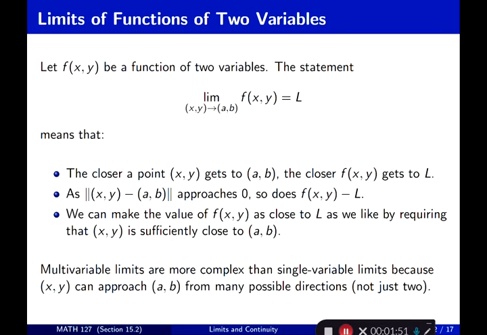Multivariable limits are more complex than single variable limits because x and y can approach a and b from many possible directions, not just two. In single variable you would have limit as x approaches a value from left or right, right? Here the x and y can approach a and b from all sorts of directions, and it doesn't have to be a straight line, and still we have to get the same result for all of them.